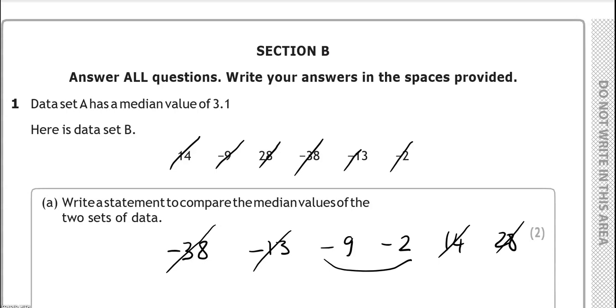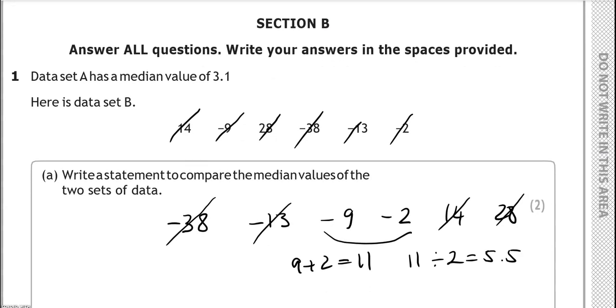Since both of them are negatives, we're just going to treat them as if they are positive just to find the mid value. So 9 add 2 is 11. 11 divided by 2 gives us 5.5. Now, we shouldn't forget that these were negative numbers, so we're going to do -5.5. As we can see, the median value for dataset B is much lower than the median for set A. So this is what we're going to say.